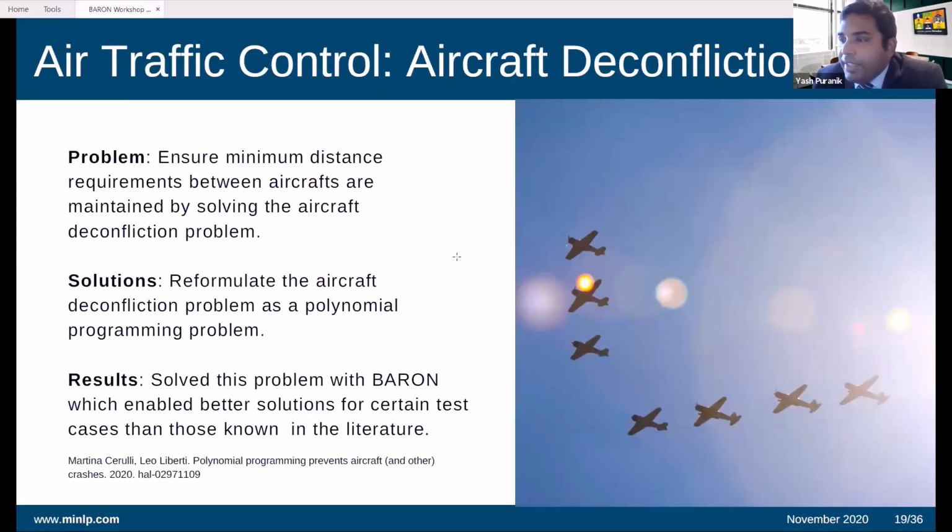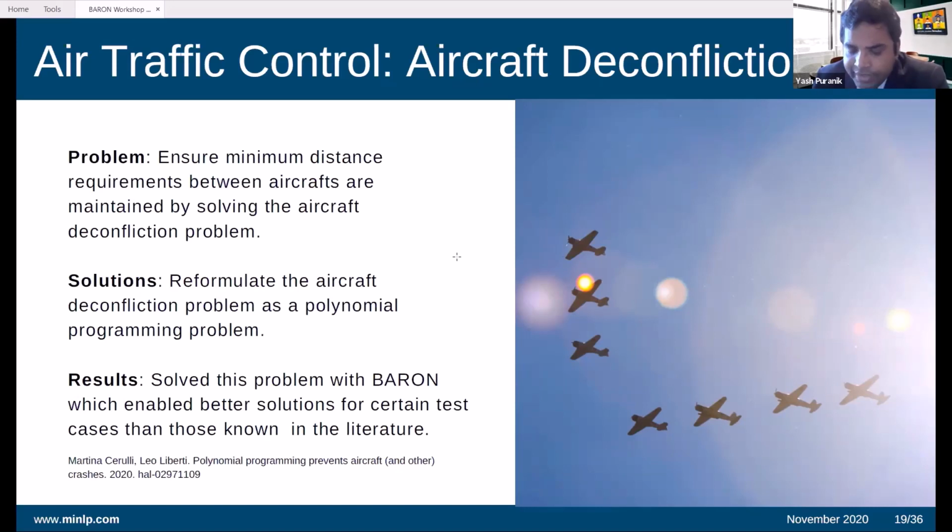Another interesting application that we came across this year was around aircraft deconfliction. I'm sure all of us have flown at some point, and when airlines are flying, you want to make sure that two airplanes don't come too close to each other. That's obviously very risky, and trying to make sure that a certain minimum distance is maintained between different aircraft in the air is the problem of aircraft deconfliction.